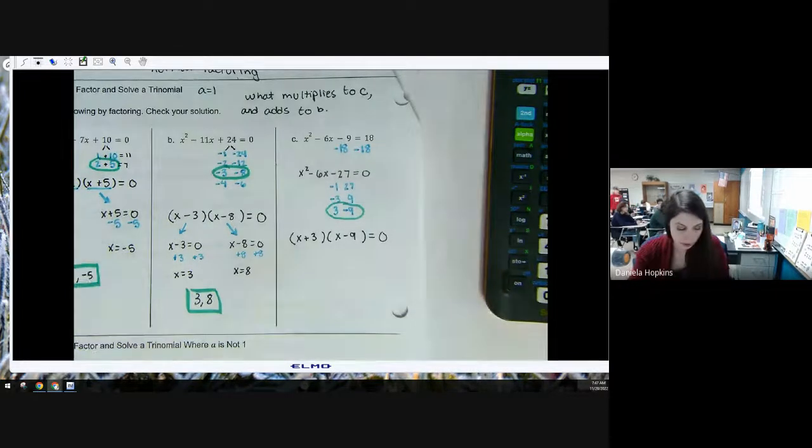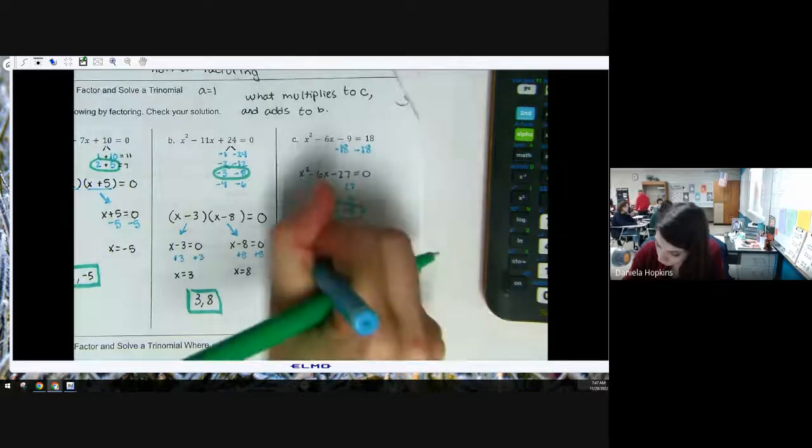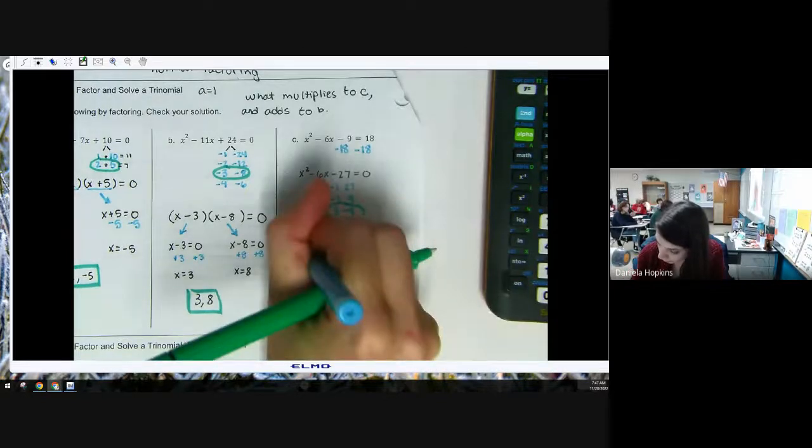I'm going to split these off into my 2 solutions using the zero product property, which again, maybe some of you can jump right away to the answers. So here I would subtract 3 from both sides. I'd have x equals negative 3. And here I would add 9 to both sides, and I'd have x equals 9.